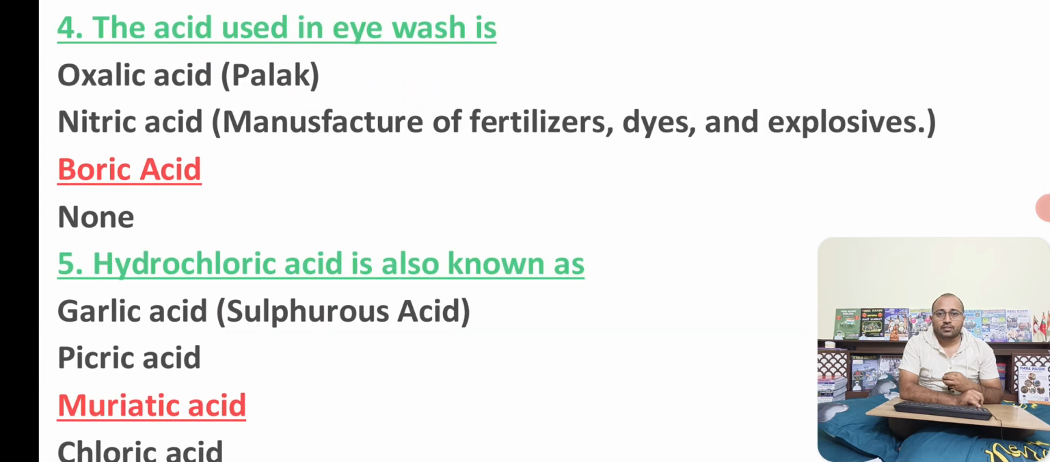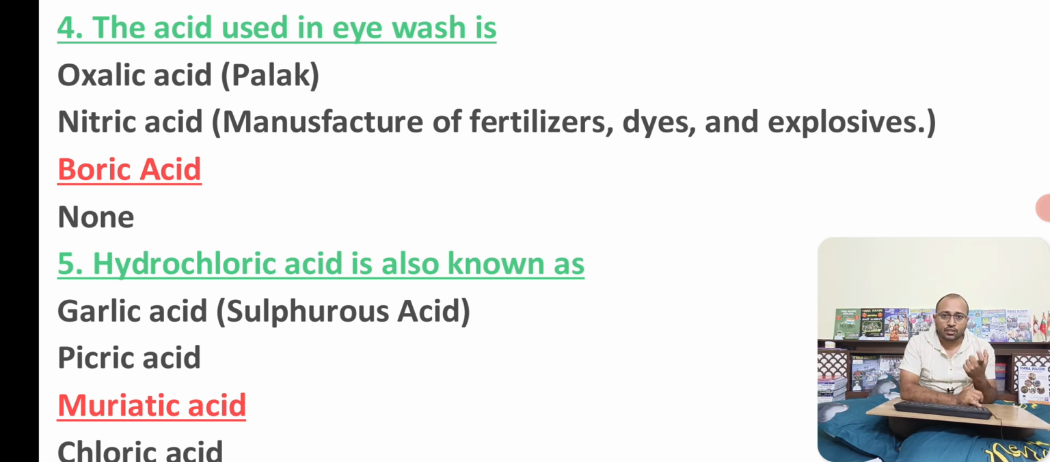The acid used in eye wash is known as boric acid. Normally it can be used for cleaning of the eyes. When it comes to oxalic acid, because of this oxalic acid we can have kidney stones, and you should know about oxalic acid. You will find it maximum in palak. I want you guys to comment in the section what the English name of palak is.